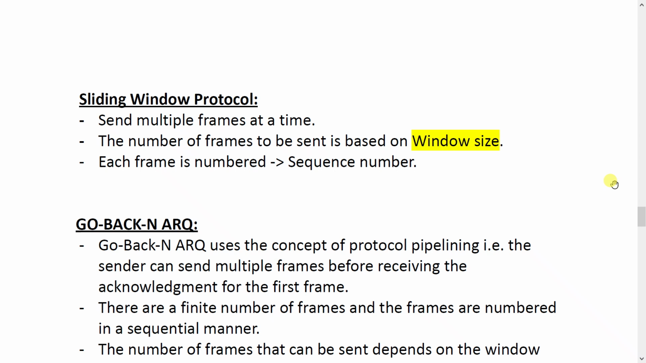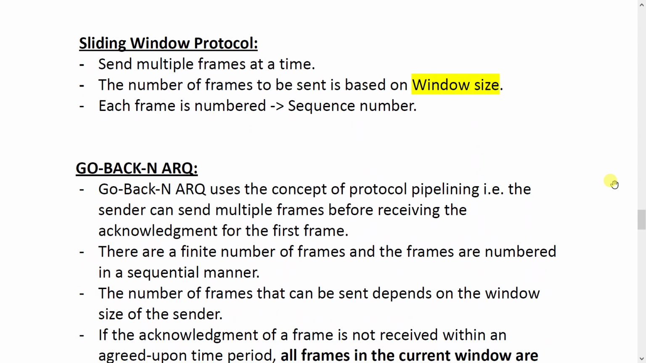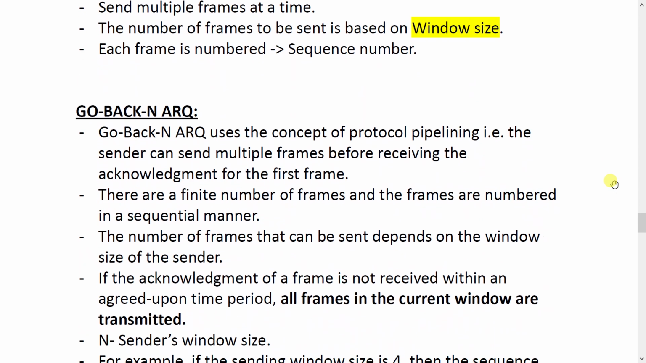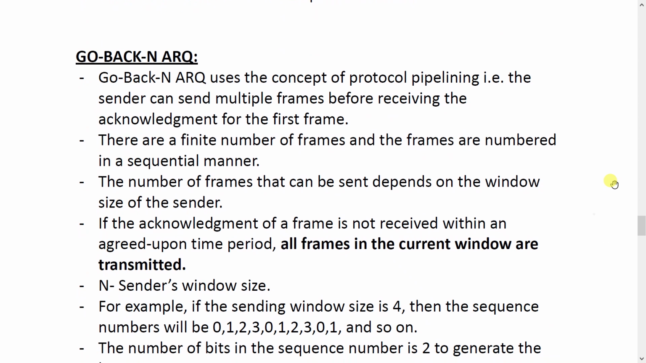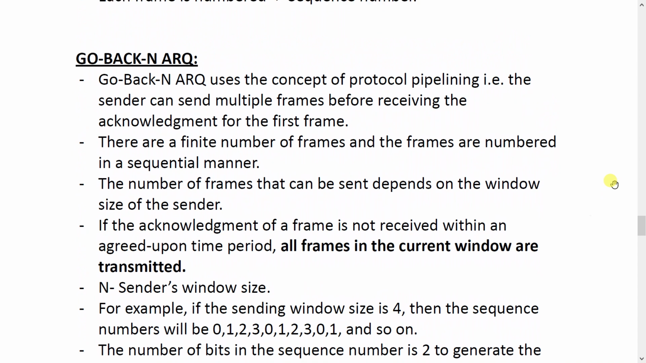Who determines the window size? The transmitter, by agreeing with the receiver. And each frame is numbered, and this number is called the sequence number. What are the protocols that adopt and use the sliding window concept? We have two protocols: the go-back-N ARQ and the selective repeat ARQ.